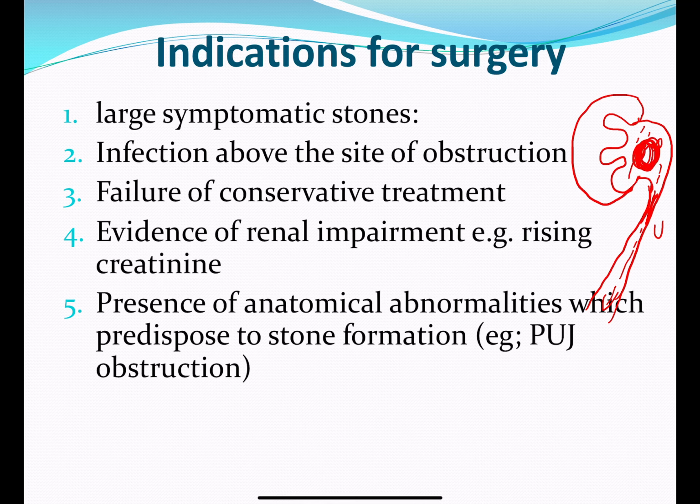So if a patient has a stone as well as PUJ obstruction, so two pathologies, stone here and PUJ obstruction, then we have to operate and deal with both pathologies. If you just remove the stone, then the patient will have a stone again. So in this scenario, when the patient has a double pathology, we have to do surgery to treat both. These are some indications for surgical intervention for the renal stone.